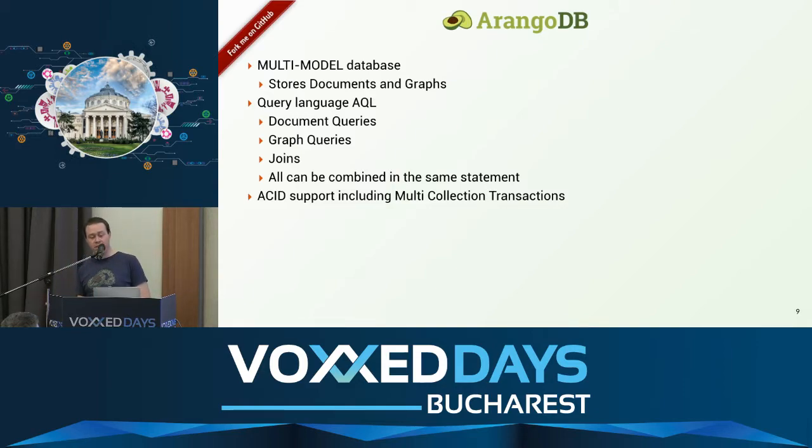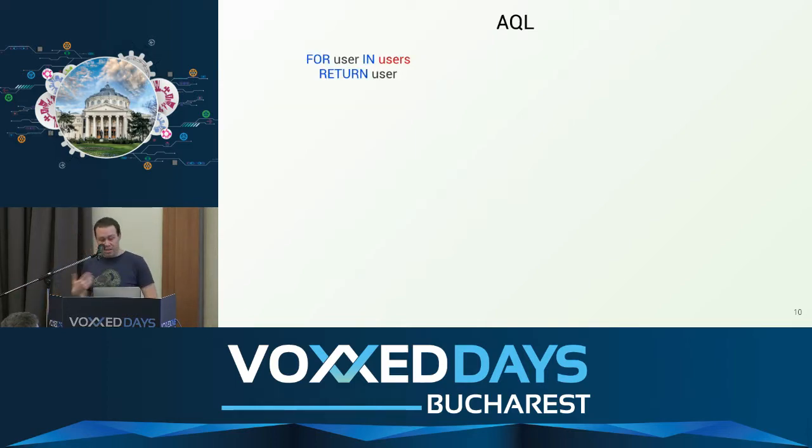And ArangoDB will be the technology that I use to show you how this actually works with graph databases. Short introduction into AQL, because that is the language that we are going to use. The shortest AQL statement possible is: for user in users, return user, which is pretty similar to select star from users. In AQL, we are using these for loops. Who has done XQuery, it looks pretty much the same.